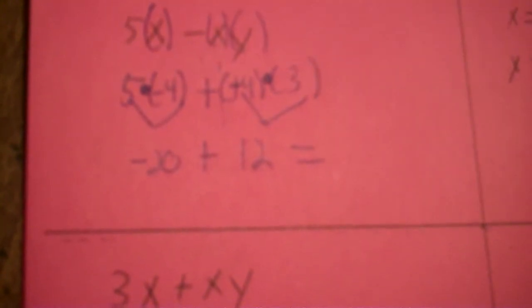Okay, drop that plus down. 5 times -4 is -20, and then 4 times 3 is 12. There's no divide. Adding. Neither one of these have a letter, so you just add -20 plus 12. It's going to be -8.